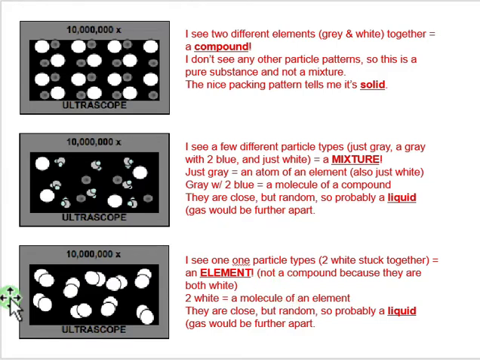I see one particle type on the bottom. This is two particles stuck together. So immediately I know I'm dealing with a pure substance. This is not a mixture because there's only one type of particle. The other thing I can see is that all I see is white atoms, and each of these is two white atoms stuck together. So it's a molecule, not an atom. And because they're the same color, we know that this is an element. So this would be an example of one of those diatomic elements. Again, because they're close but still random, we're going to call this a liquid. Gases would be further apart, and it's definitely not the packing pattern of a solid.